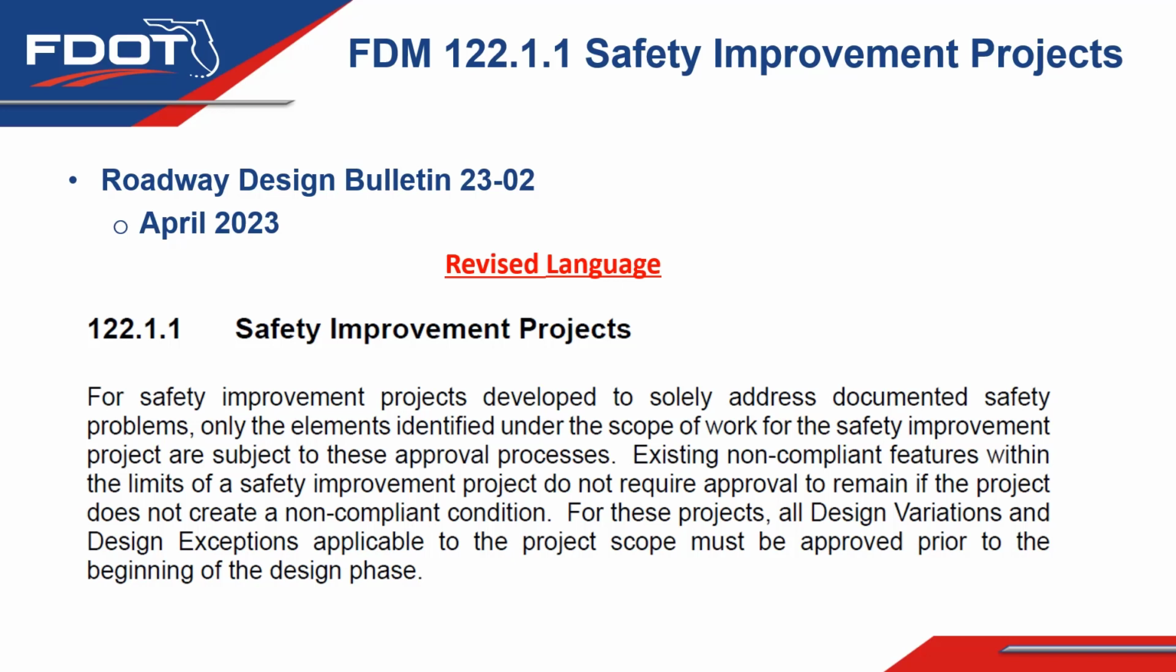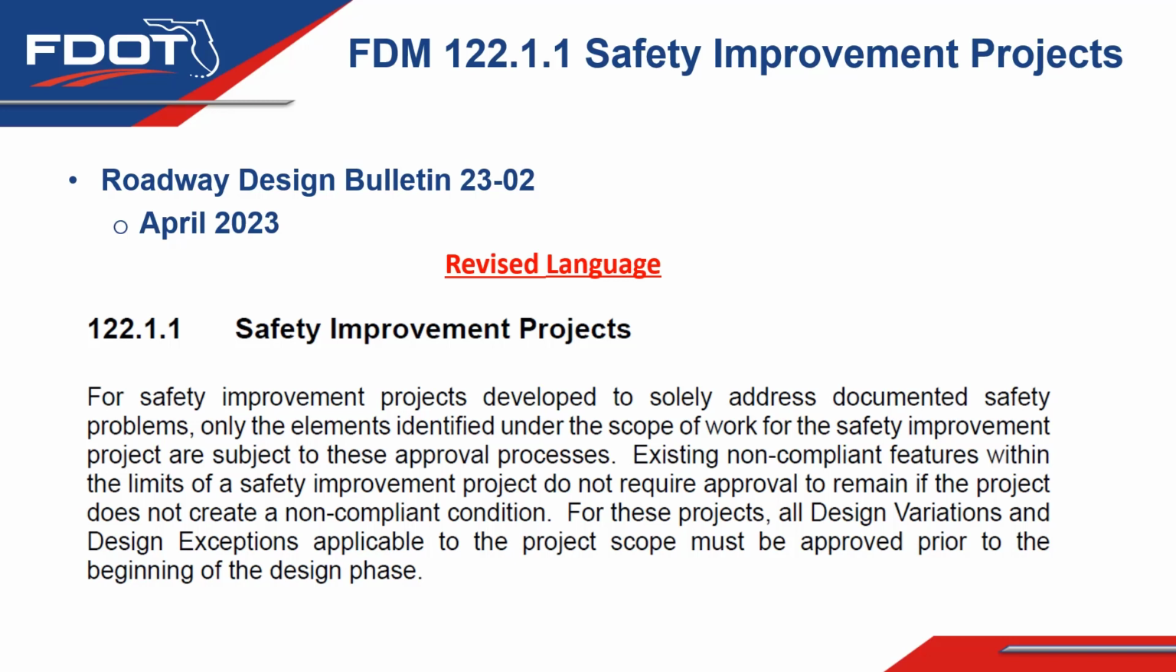FDOT's practice for many years has been to exempt safety-funded projects from requirements for design variations and exceptions for non-compliant features when those features are not created by the project itself. For example, the installation of a mid-block crossing on a roadway with substandard travel lane widths would not require a design variation or exception for lane widths if the mid-block crossing itself did not create the substandard lane width condition.